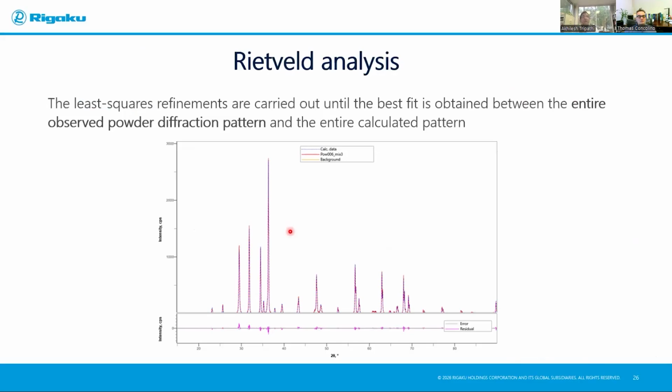The least square refinements are carried out, as I showed you with the previous equation, until the best fit is obtained between the entire observed powder diffraction pattern and the entire calculated pattern. I have emphasized the word entire here because in the previous program, RIR, we were just considering a peak. If we didn't like that peak, we would jump to the next peak.